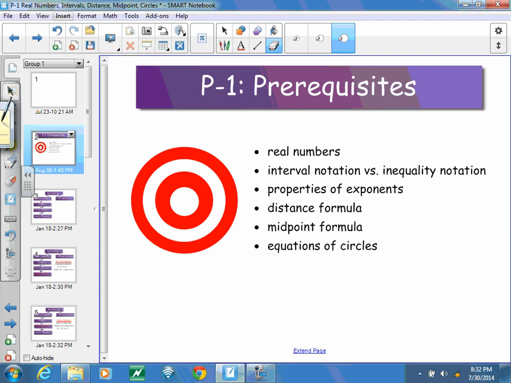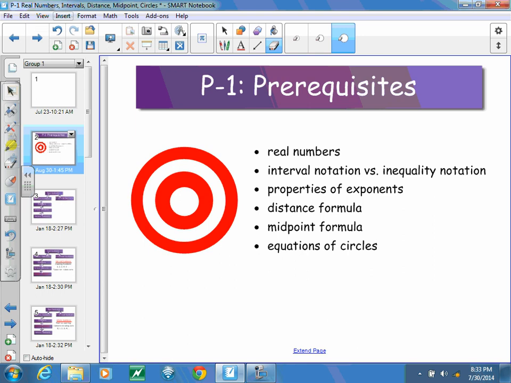And in this first chapter that we're going to be covering, we are going to be reviewing topics that you have covered in Algebra 1, Algebra 2, and some geometry, and go over some things that are going to be really helpful for you to know to be successful in pre-calculus.